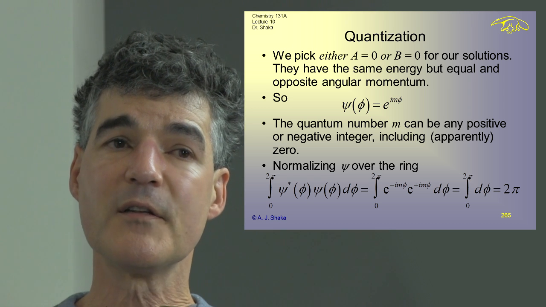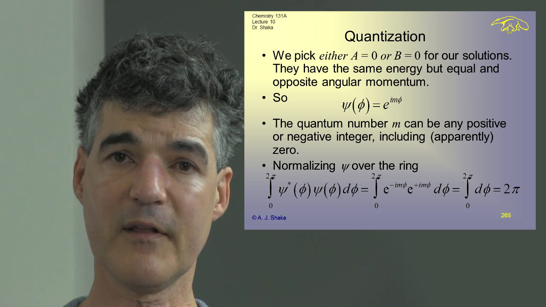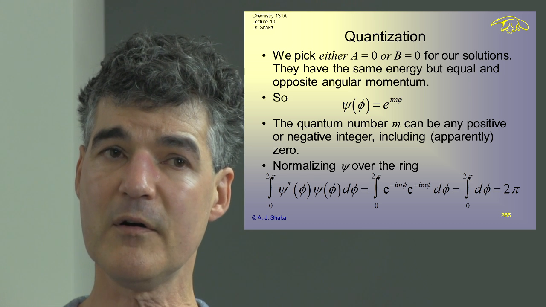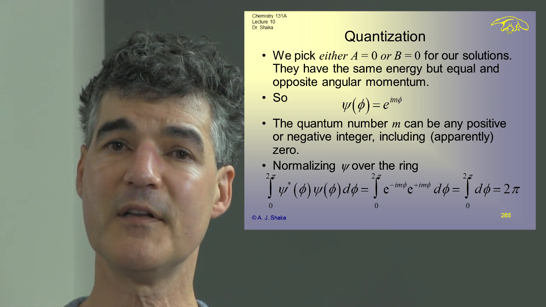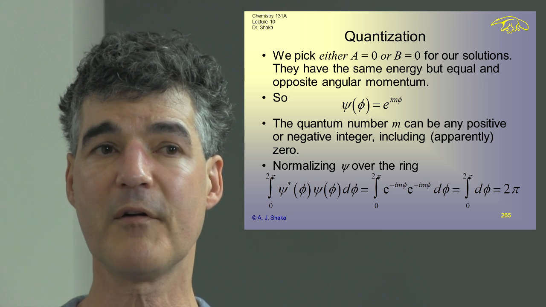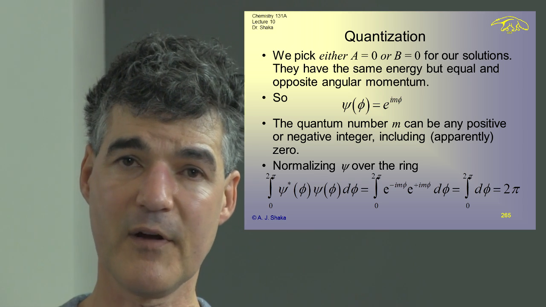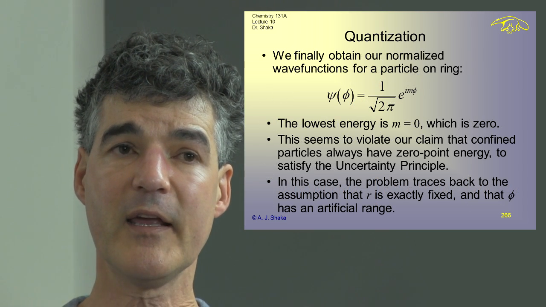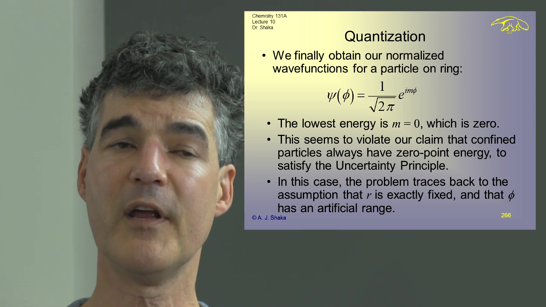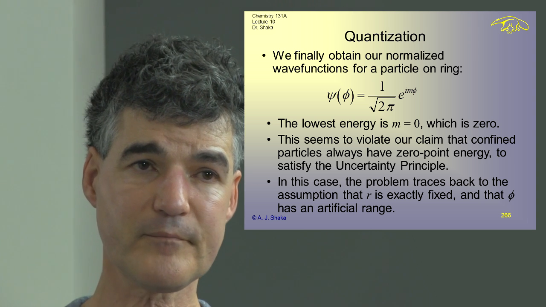If we normalize the wave function over the ring, that means that the probability that the particle is somewhere on the ring is 1. If we do the integral, since e to the i m phi times e to the minus i m phi is 1, the integral is 2 pi. We don't integrate over r because r is not in the problem any longer. It's fixed. Just integrate over phi. Then we can get our normalized wave function for the particle on the ring: 1 over the square root of 2 pi times e to the i m phi.